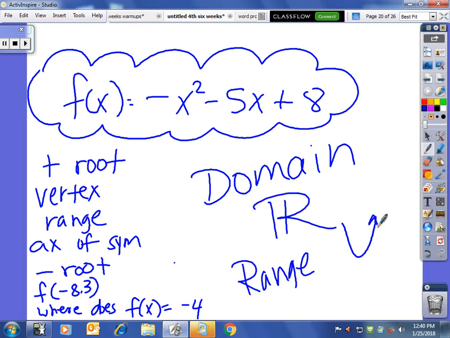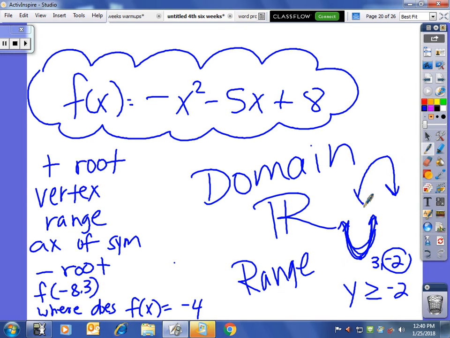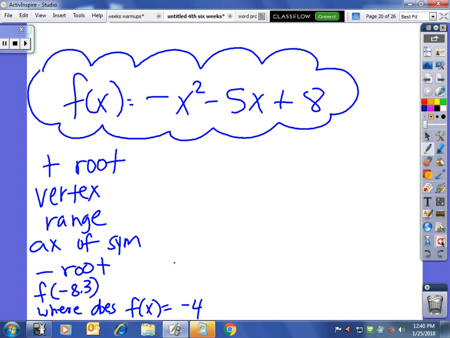Let's say you've got a situation that's a smile. And I'm just making this up. The vertex is at +3, -2. What would the range of this thing be? Y is greater than or equal to -2. Okay, so finding range is related to knowing the y value of the vertex, and you're either every point above it or every point below it. Domain is always all real numbers.